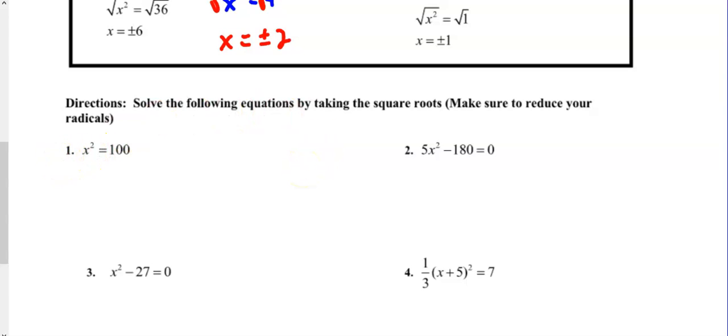So see if you can do number 1, 2, and let's say 4. Pause the video for a moment and see if you can do those 3.